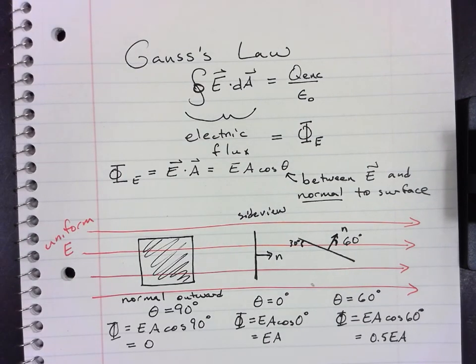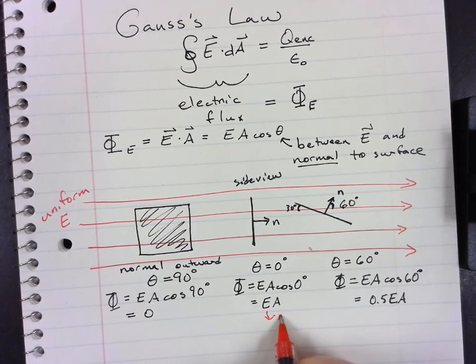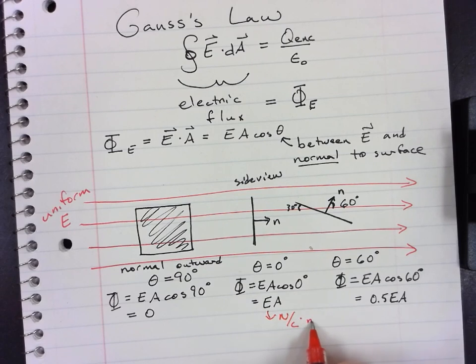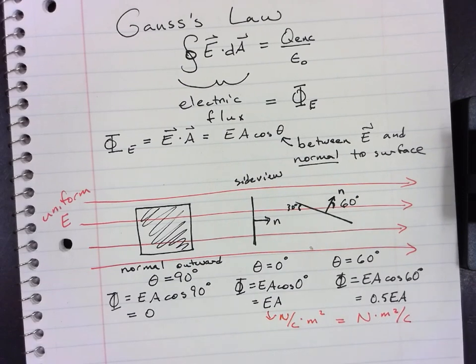I skipped telling you the unit of electric field. There's no special name for it. You know the electric field measures in newtons per coulomb. You know area is in meters squared. This can be ambiguous, so this is usually written as newtons times meters squared per coulomb. Okay?